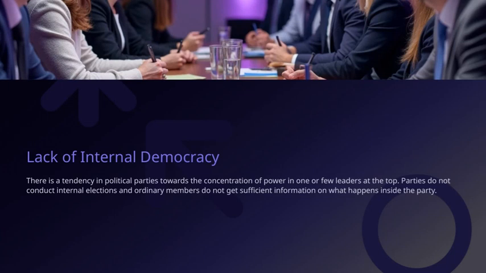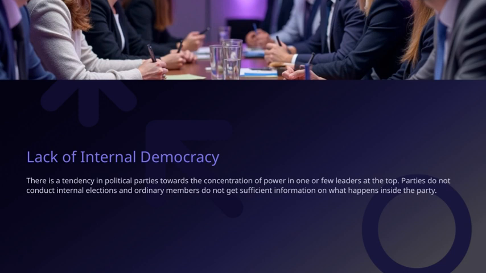There is a noticeable trend in political parties where power tends to become concentrated in the hands of just one or a few leaders at the top. This often means that internal democracy is lacking, and the decision-making process isn't as open or participatory as it should be. Parties typically do not hold internal elections, which means that leadership positions are not regularly contested or refreshed. As a result, ordinary members, who are the backbone of the party, don't get enough information about what's really happening inside the organization.